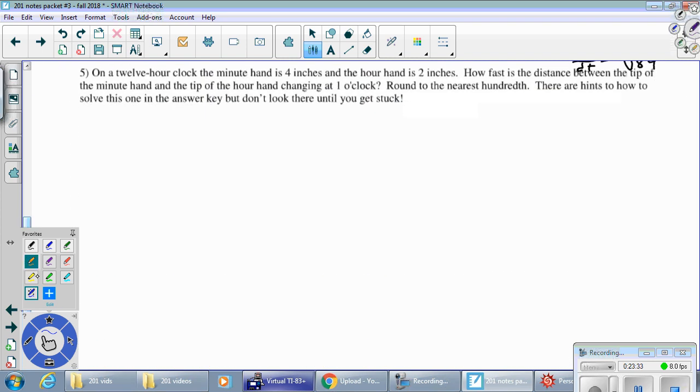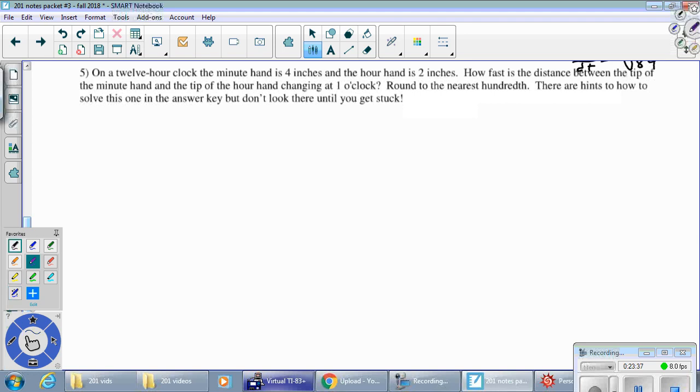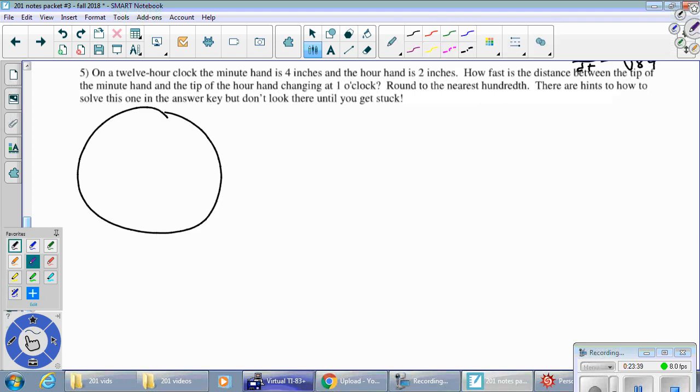Okay, number 5 is a doozy of a problem. Go ahead and read it. I'm going to start with my picture here. So we've got our clock, and we've got some generic moment in time with an hour hand and a minute hand. Sorry, the minute hand first, and then the hour hand is the shorter one. It says the hour hand's length is 2. Do not put a variable there. The minute hand's length is 4.